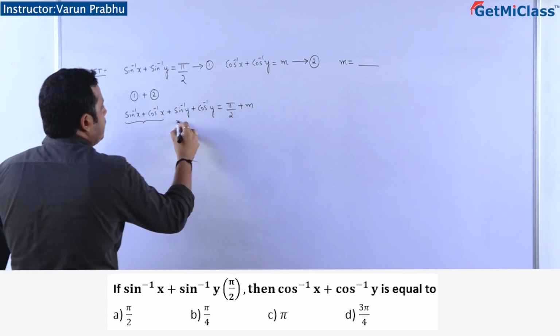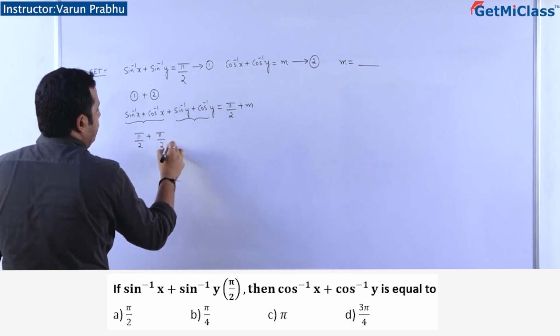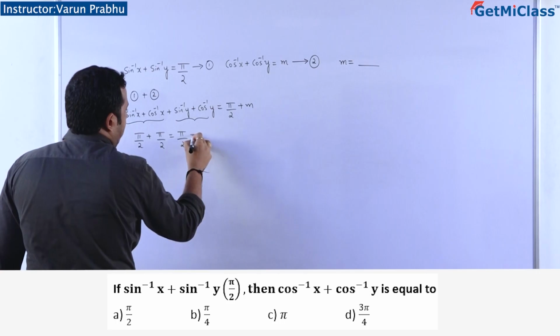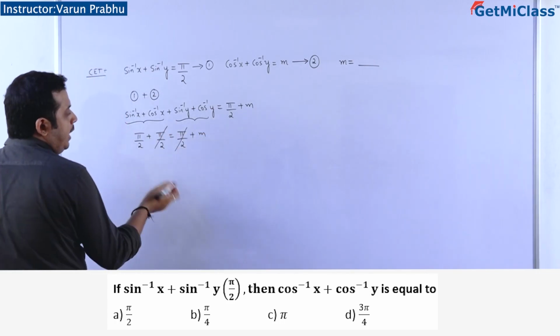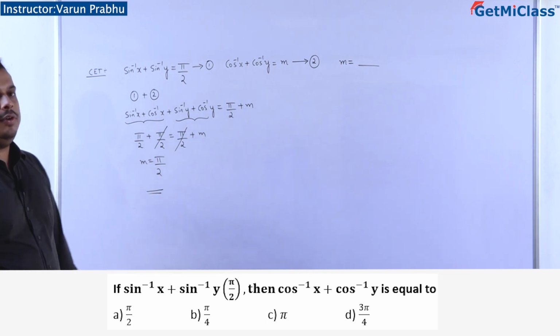We know sin⁻¹x + cos⁻¹x is nothing but π/2. sin⁻¹y + cos⁻¹y is π/2. That is equal to π/2 + m. One π/2 cancels with one π/2. So your value of m will be equal to what is it? π/2. Straightforward answer this is.